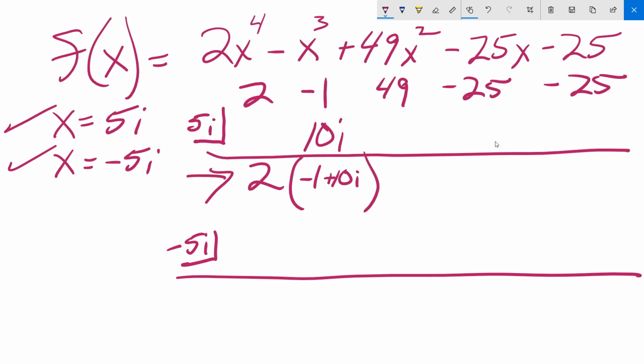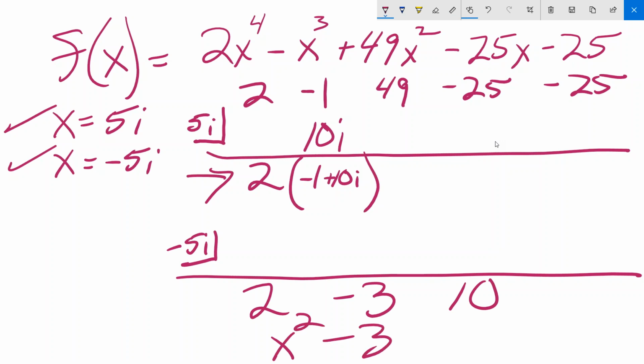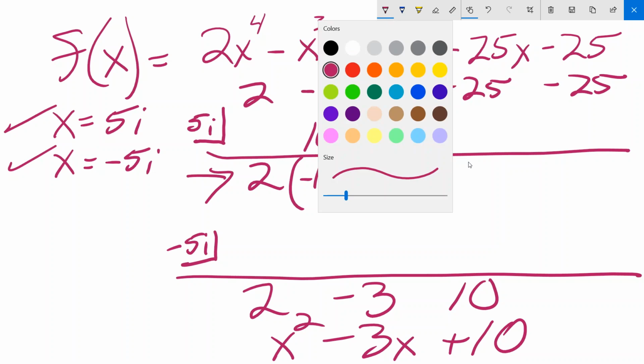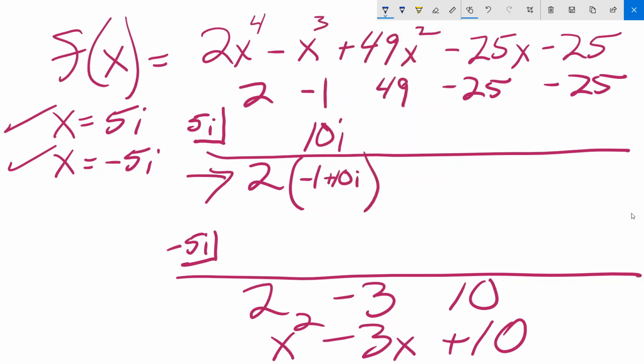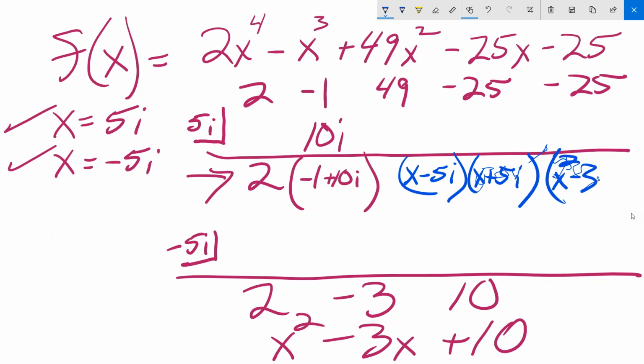I don't know what it is. Let's say that it's a 2 here, a minus 3 there, and a 10 there. That means x squared minus 3x plus 10. And then you can get the other two zeros. So here, let me write it in blue. If I were to write the four factors of this, it would be x minus 5i is one of them, x plus 5i is another one, and then x squared minus 3x plus 10.